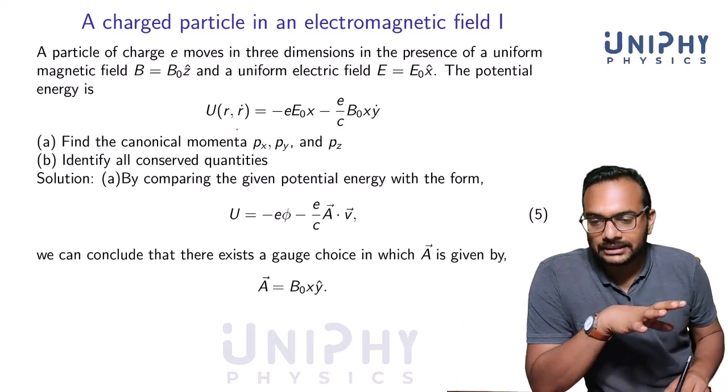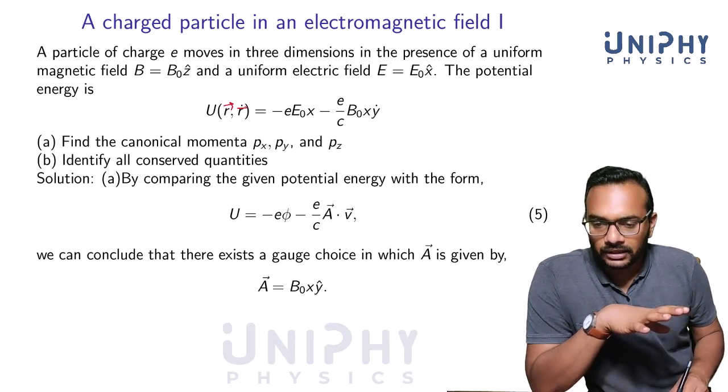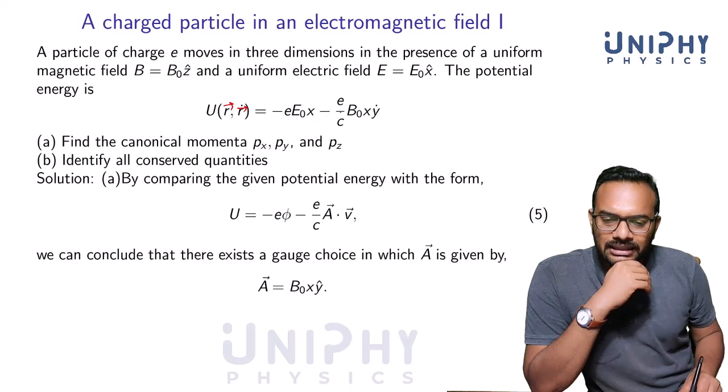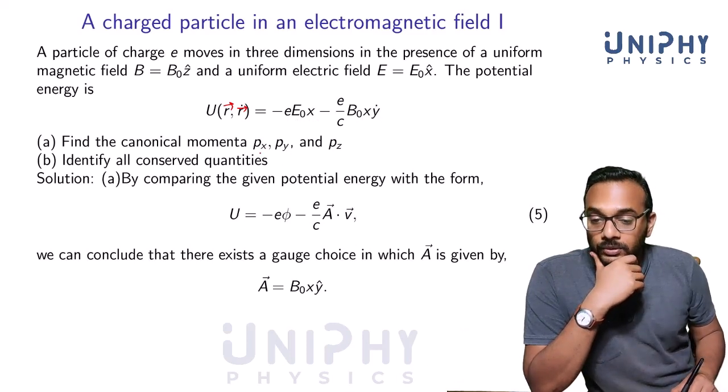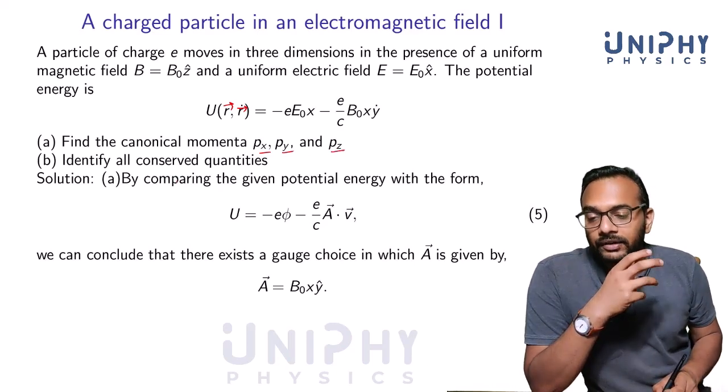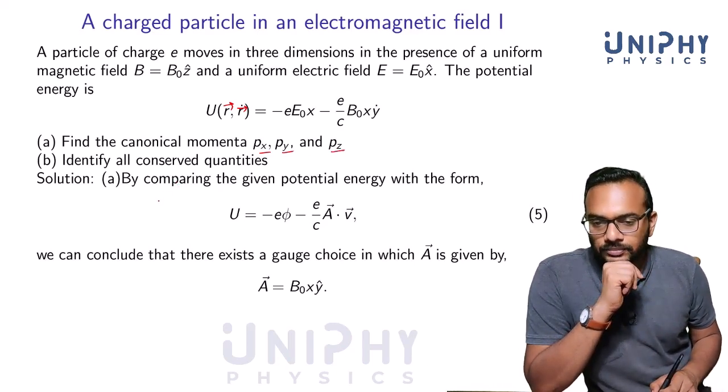The potential energy is given. I think we should have an r vector there. The potential energy is U of r vector, r vector dot, equal to minus E E0 x minus E by C B0 x y dot. Question: find the canonical momenta Px, Py and Pz. Identify all conserved quantities.